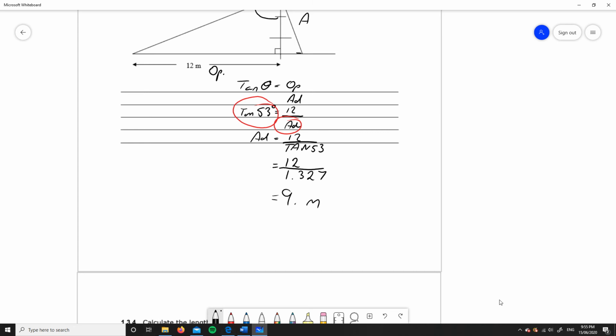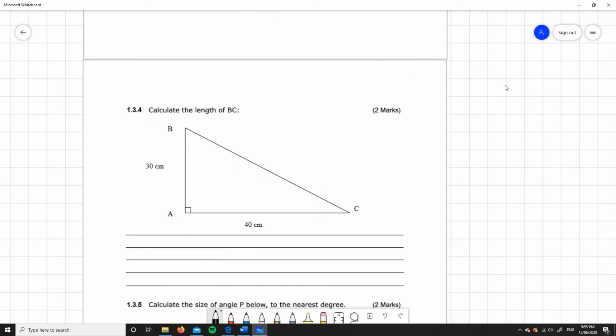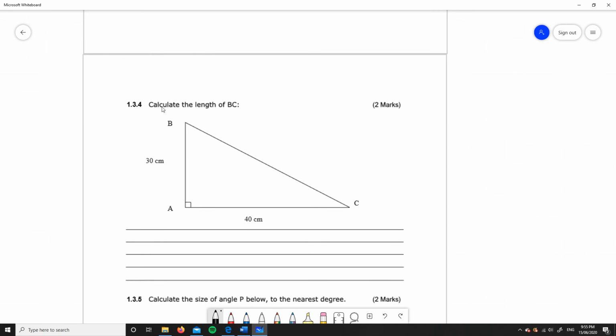Okay, so moving on from that one, this time we have calculate the length of line BC. This is one of those times where you can either go through c squared equals a squared plus b squared, or if you're happy with the concept of a 3, 4, 5 triangle, you would just be happy to recognise that relationship and call it 50 centimetres.